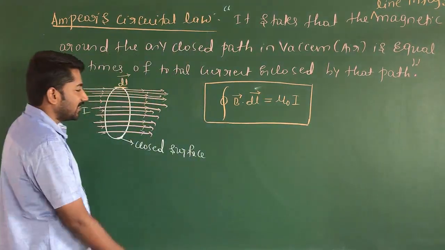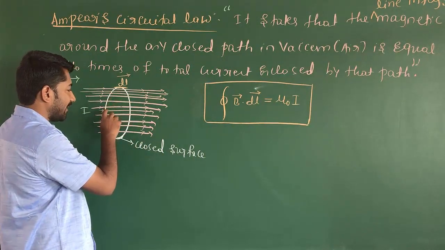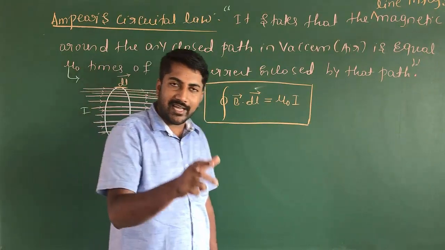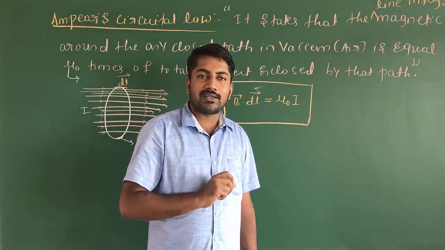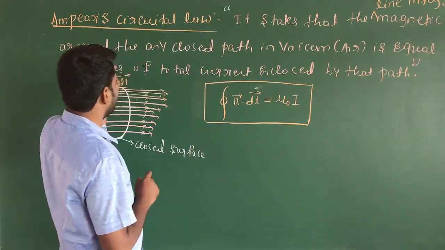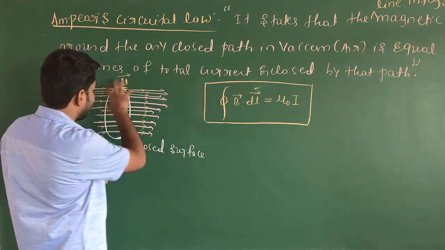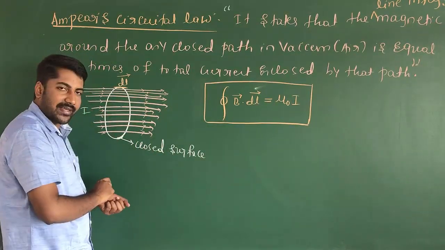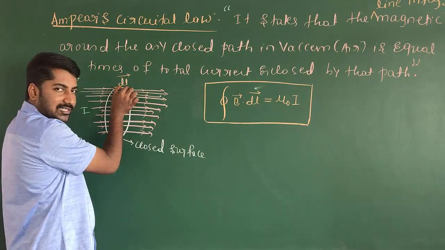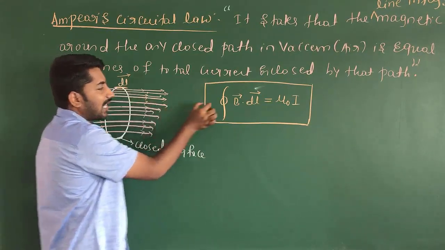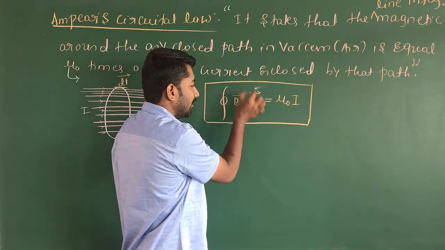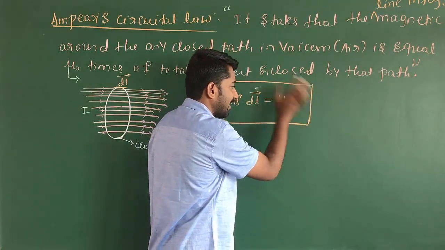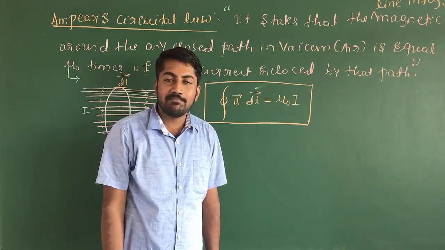It states that the line integral of the magnetic field around any closed path in a vacuum or in air is equal to mu naught times the total current enclosed by this path. Here this is the closed path. In this closed path, I consider one small current element, dl, and the line integral of magnetic field due to this current element is equal to mu naught times the net current enclosed by that path. This is the very simple statement.